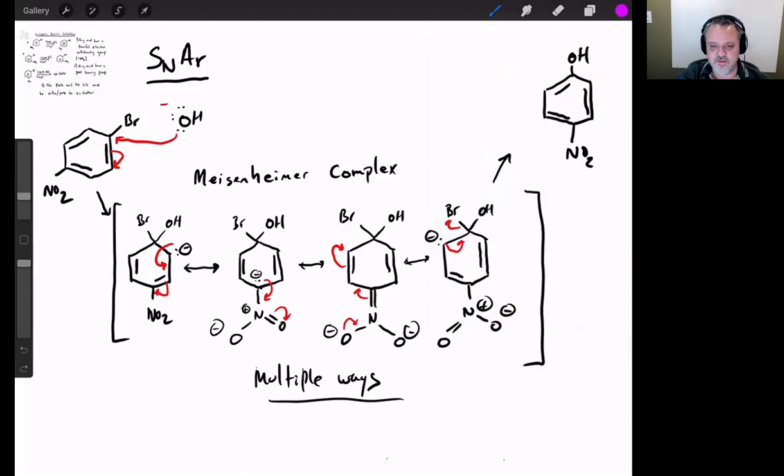I also wanted to make sure that I showed that the electrons can be stored down in the nitro group, in that electron withdrawing group. And that's not clear unless you move the electrons down into that position, showing the resonance there. Okay, and so this is the reaction for nucleophilic aromatic substitution and the mechanisms associated with it.